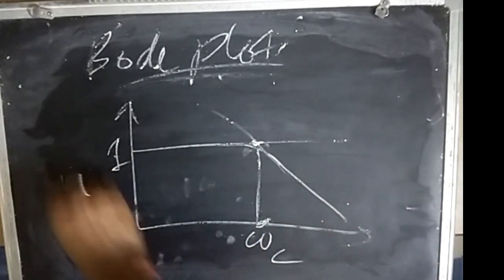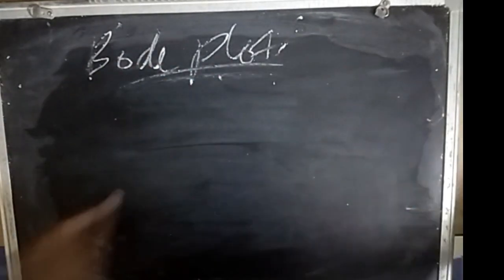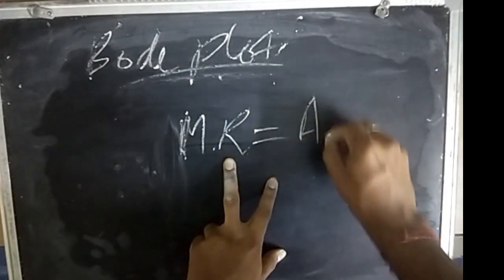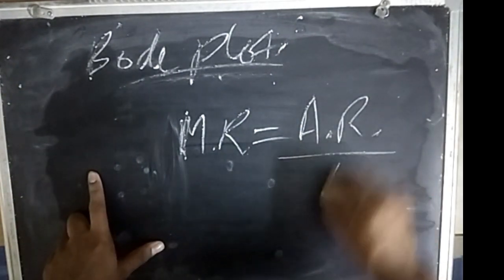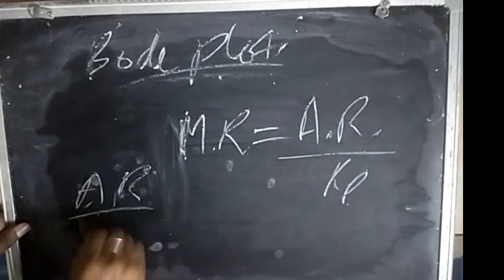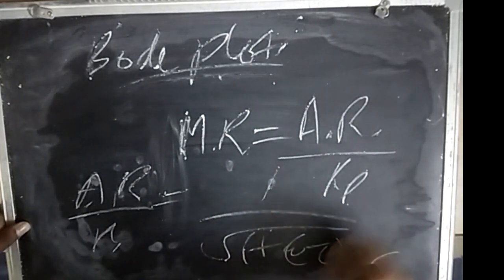These are log plots. And here on the y axis we have my MR. This MR, magnitude ratio, is my amplitude ratio divided by kp. So amplitude ratio by kp, AR by kp, we knew that this is 1 upon under root 1 plus omega tau whole square.